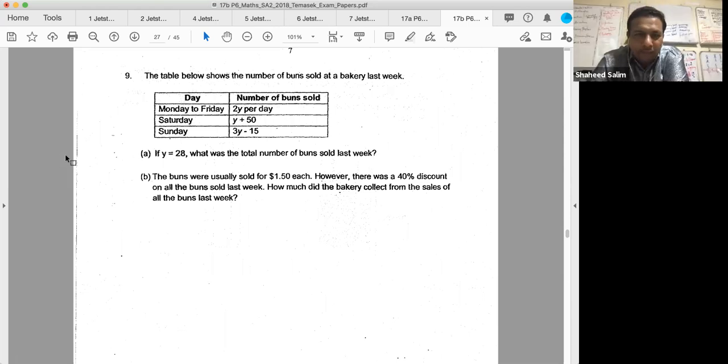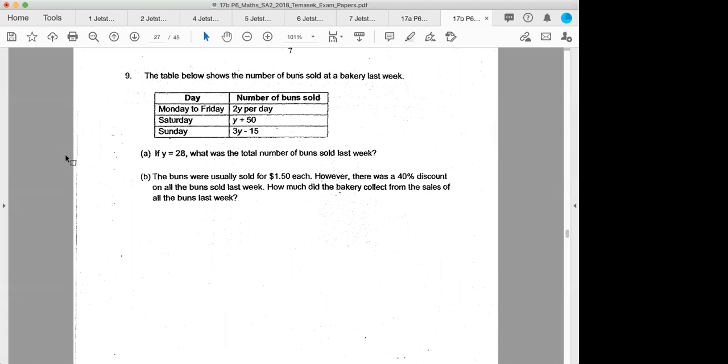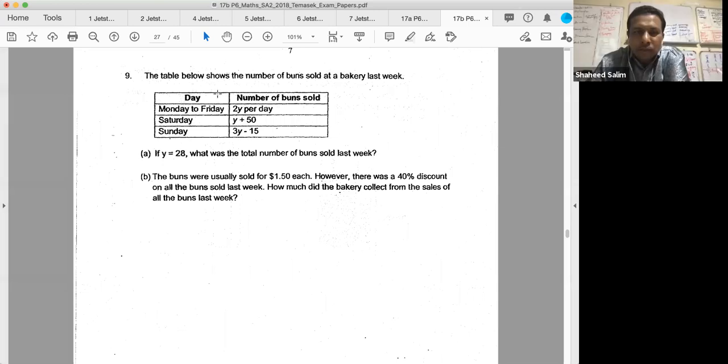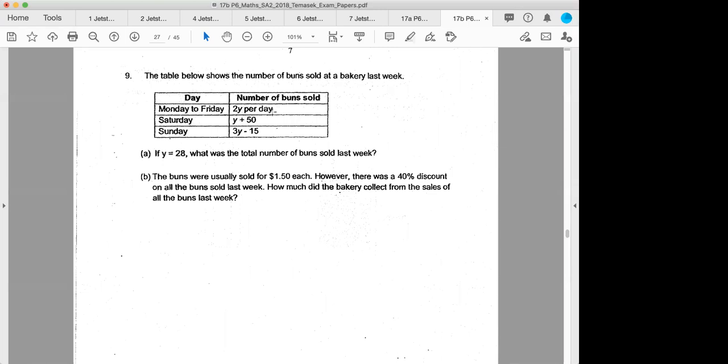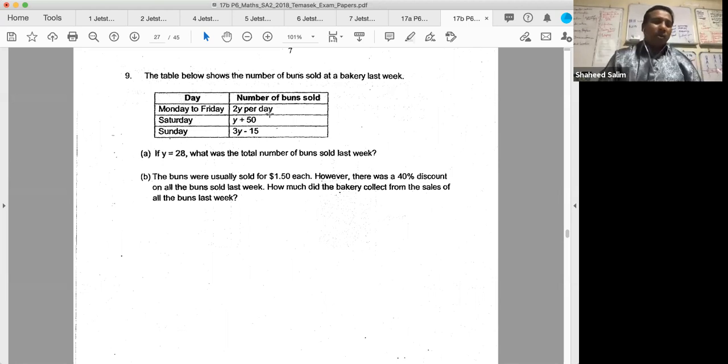In total, how many y? When you add all together, how many y do you get? 6y. 6y, but this one is per day, no? Per day. Oh, you must read carefully, not per week. One day is 2y, so 5 days is how many y? Your cousin told you that.